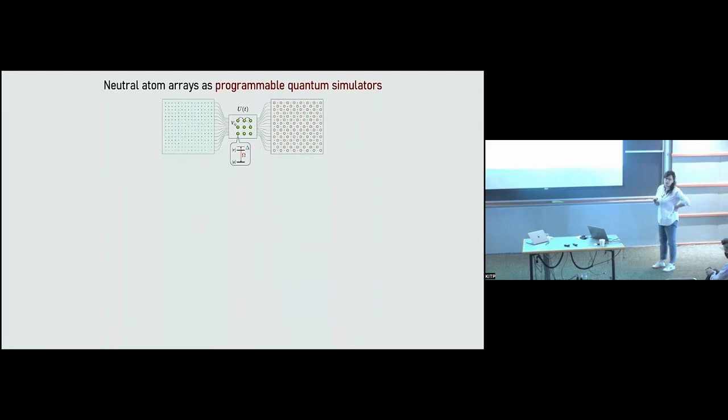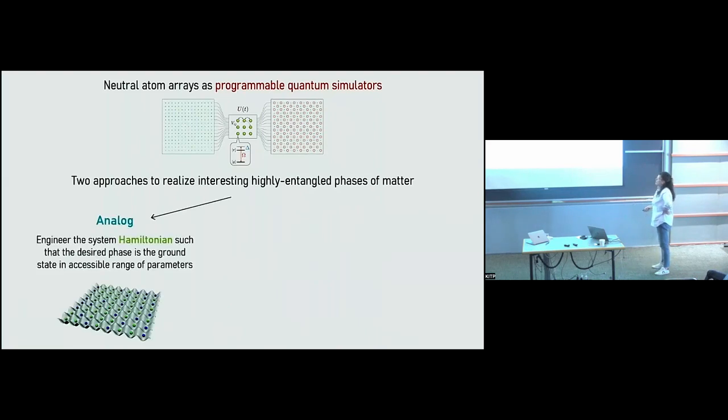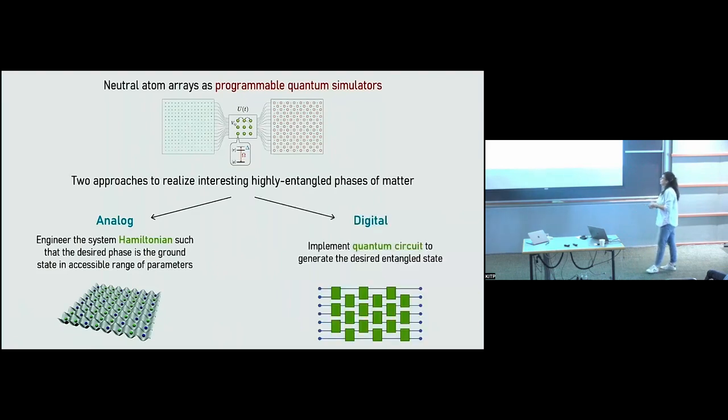But I want to have one slide to point out something that I think is one of the remarkable features of this quantum platform based on neutral atoms, which is that when we want to create interesting, highly entangled phases of matter, we have 2 possible approaches. We can do it in an analog way, by which I mean that you can engineer the system Hamiltonian such that the desired phase is somehow encoded in the Hamiltonian itself. Or you can do a digital approach where you actually implement a quantum circuit and a sequence of gates to get to the desired entangled state.